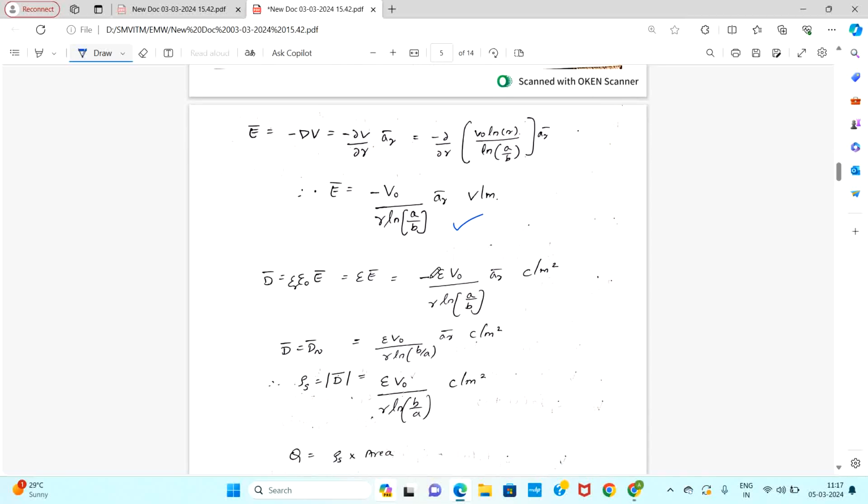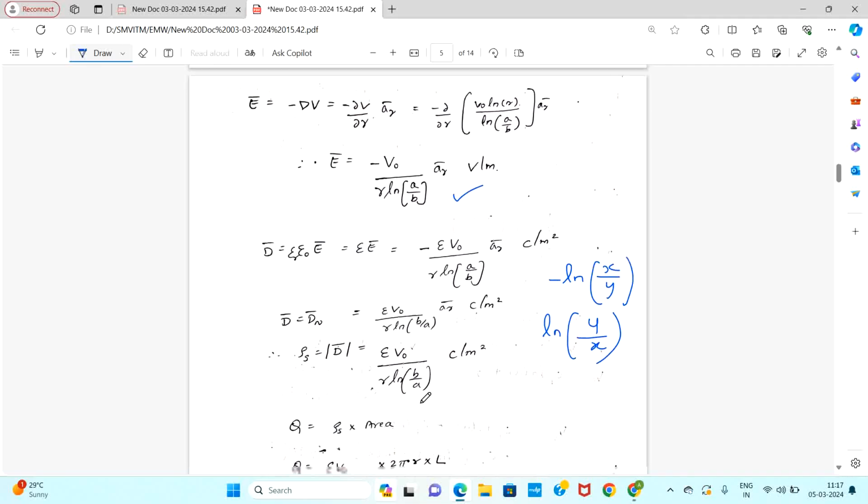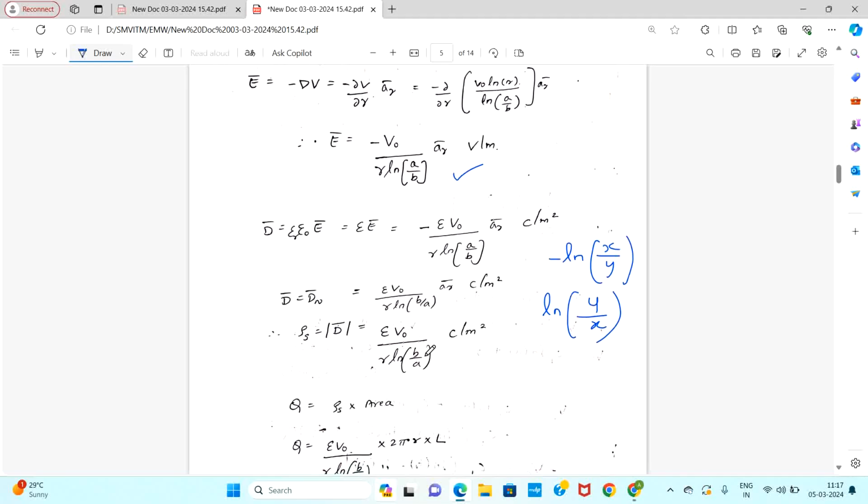Okay, again you see you have a negative sign here. What they have done here is that minus is multiplied with the natural log. And you should know this: minus natural log of x by y, if I have to remove the negative sign, what I have to do is interchange this. If I interchange this, minus can become plus. That is what is done here also. Minus natural log of a by b is made positive natural log of b by a. By interchanging this, we will be able to remove that negative sign. Okay. So we got the surface charge density.